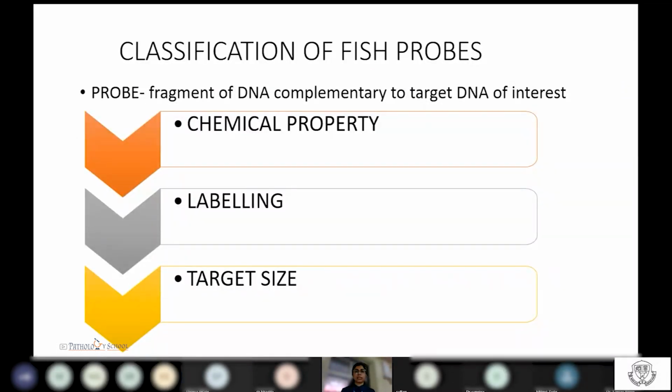Next, we'll be going on to the classification of FISH probes. Now, what is a probe? It's just a fragment of DNA which is exactly opposite, or complementary, to your target DNA of interest. Now, these FISH probes are classified on your chemical property, labeling, and your target size.